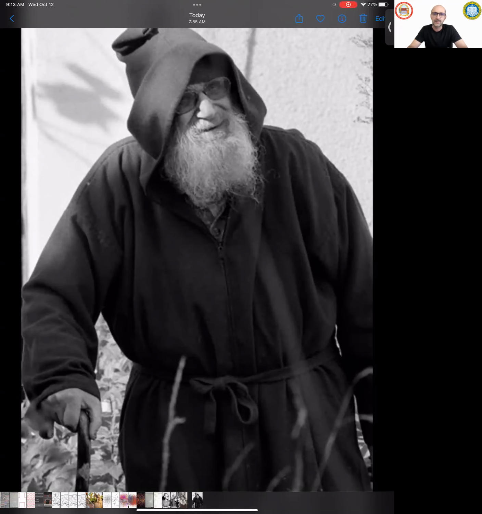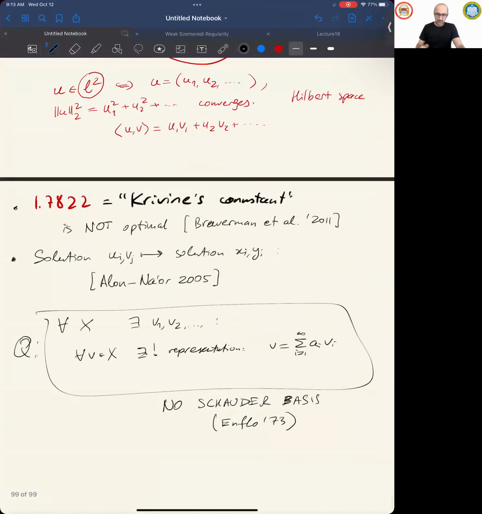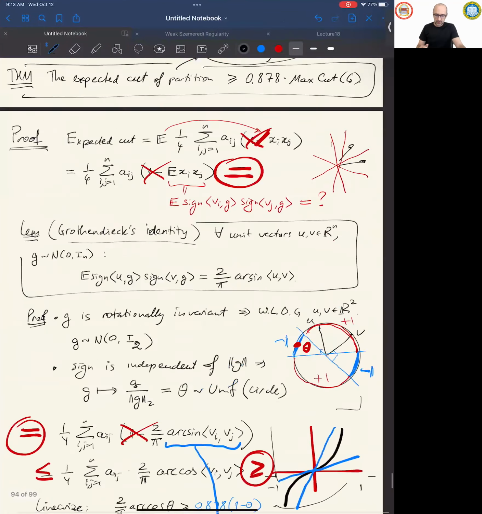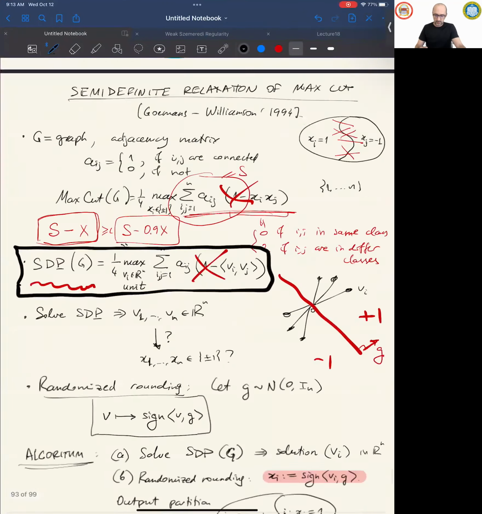He refused all the prizes. He just went into isolation. And yeah, his arguments are ingenious. I think of this Grothendieck's inequality that we just saw.